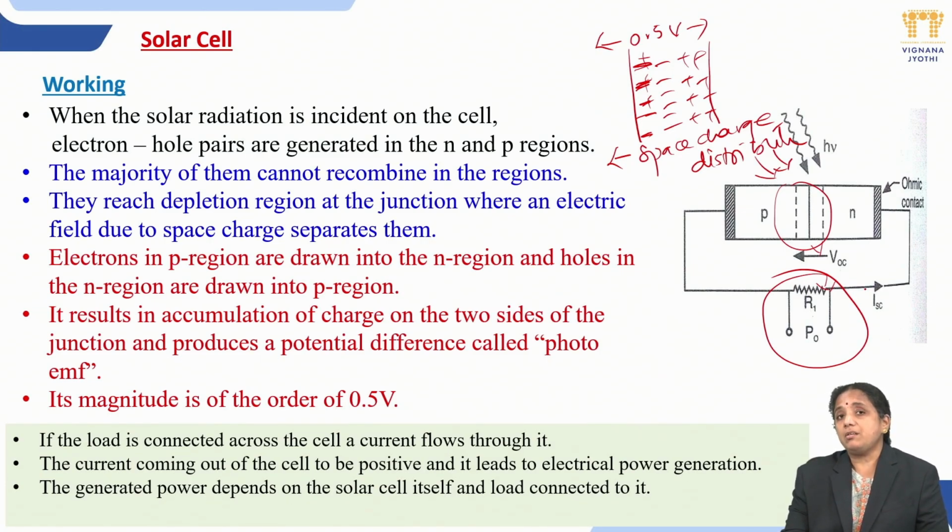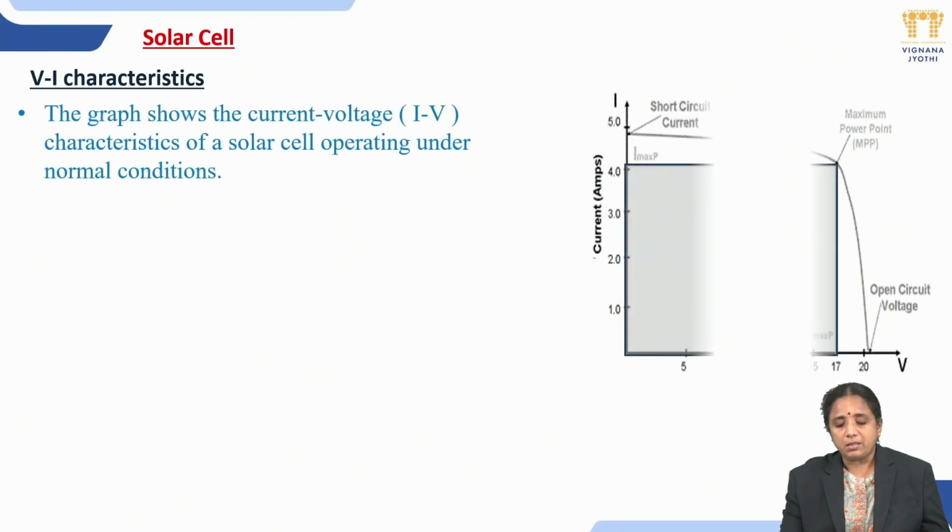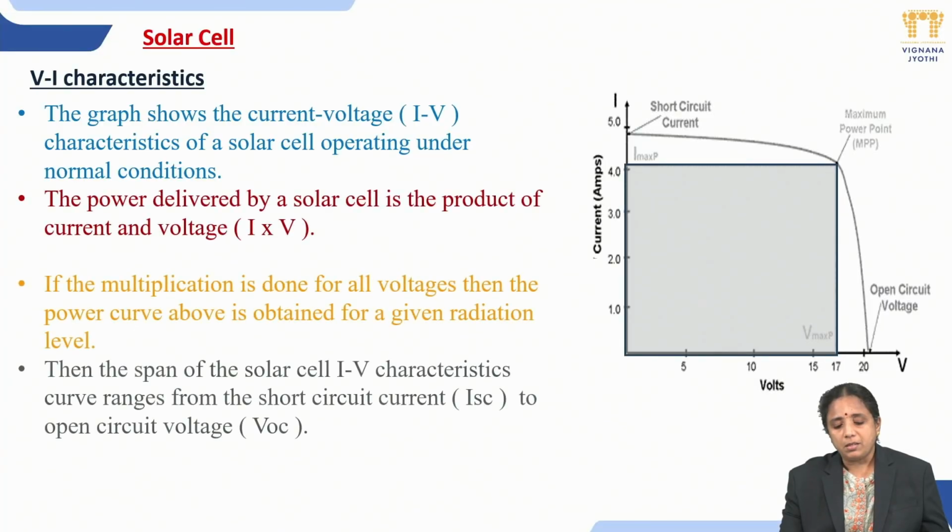load you have connected: 100 kilo ohms resistor or 100 ohms resistor, 2 kilo ohms resistor, 3 kilo ohms resistor. Depending on the load resistance, the generation of the electrical power takes place across the circuit. So these can be connected in series, and they can be used for different purposes.